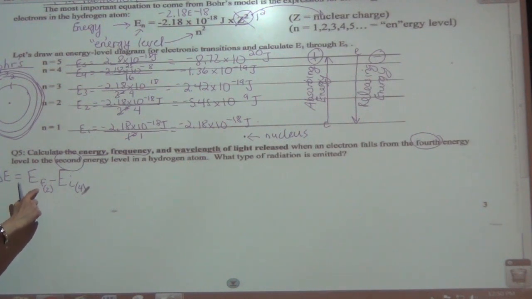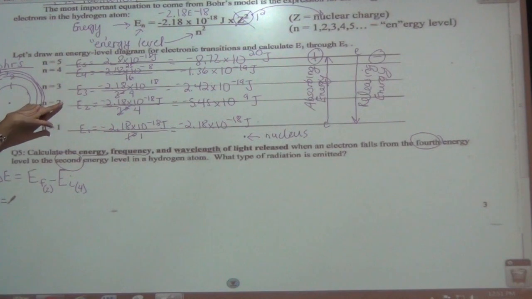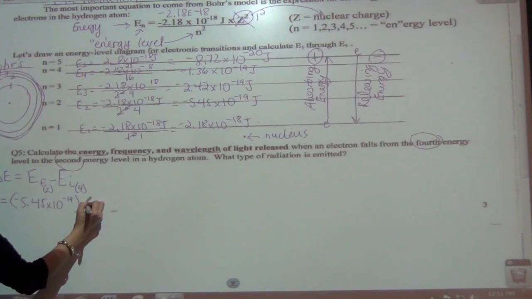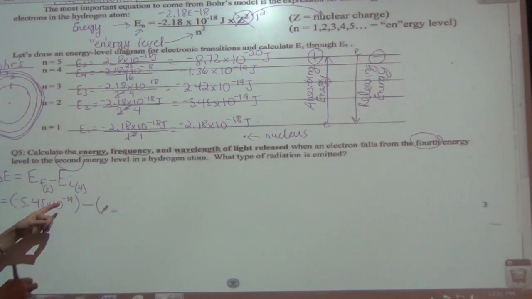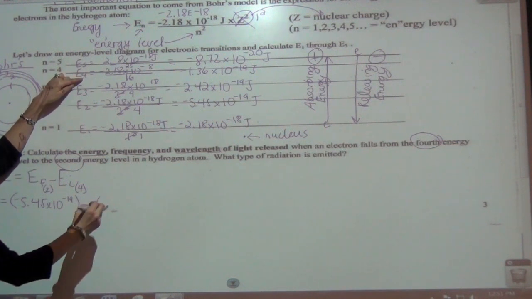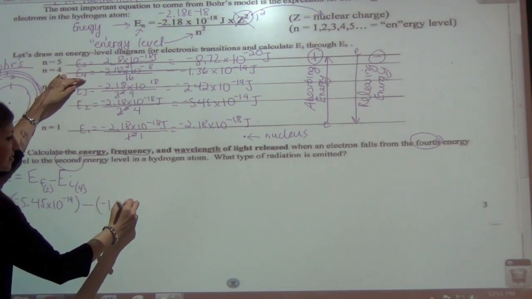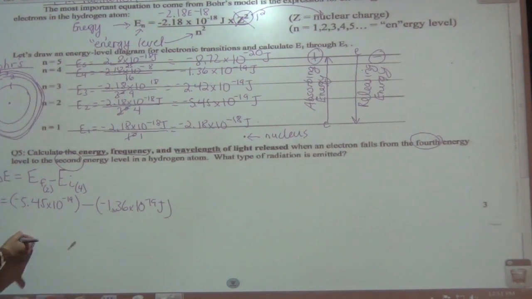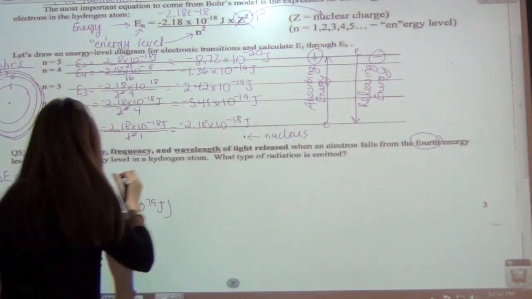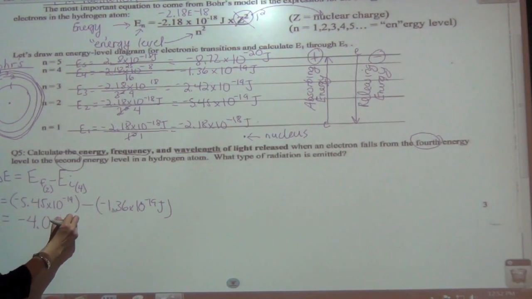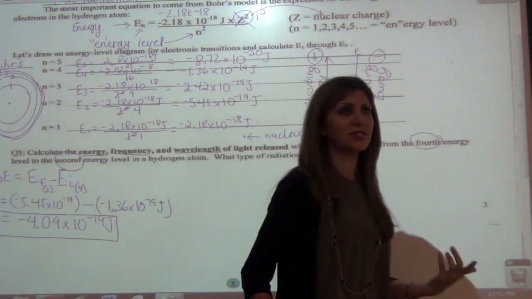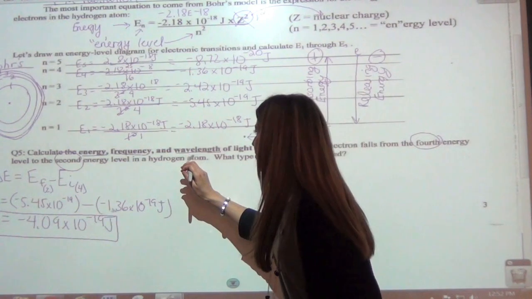Okay? So what is our energy at the second level? Times 10 to the negative 19. Now you want the difference. So you're going to subtract, and you're going to minus E4. And what is it at E4? Negative 1.36 times 10 to the negative 19 joules. Okay. Go ahead and plug this into your calculator. Negative 4.09 E negative 19. Nice. And this is in joules. So this is my E. Even though it's a change in E, it's still your E. That's your energy. Okay? So now we're done with our E.